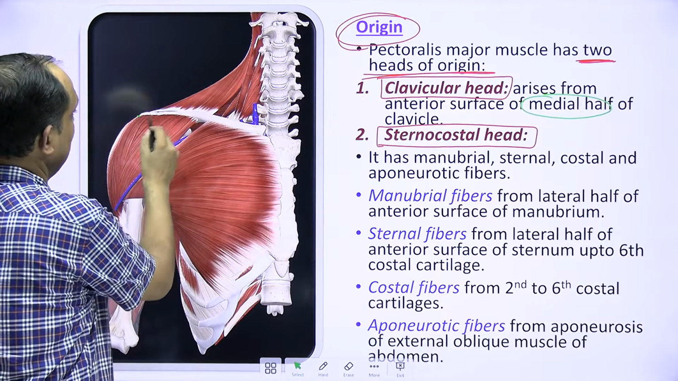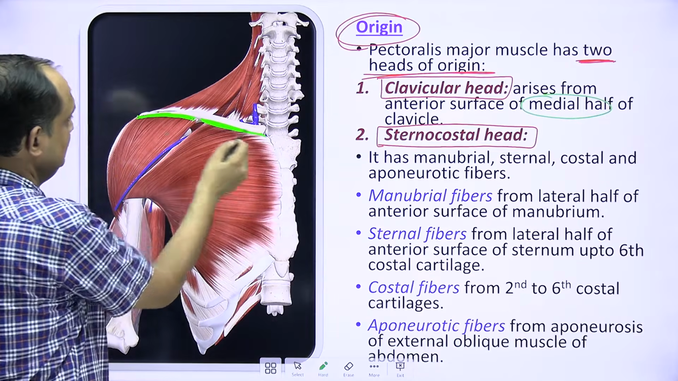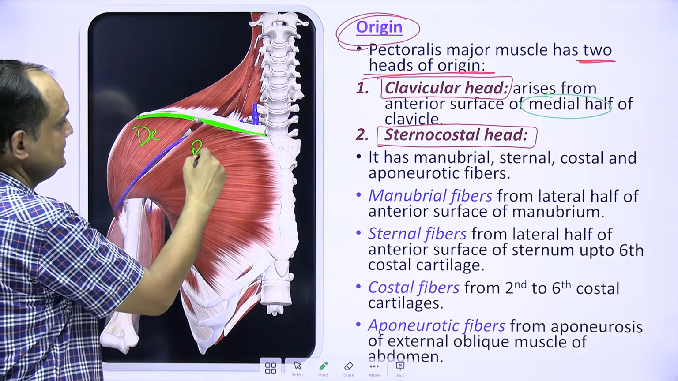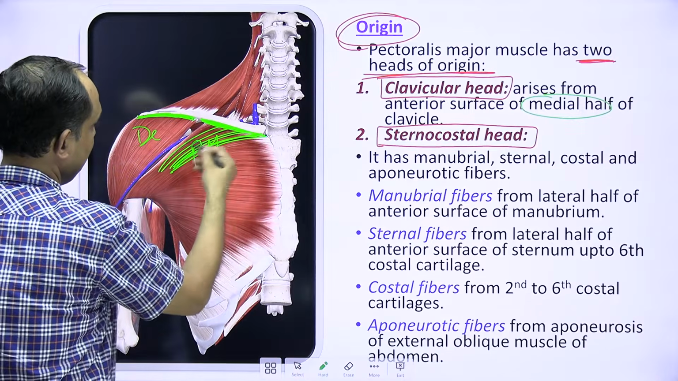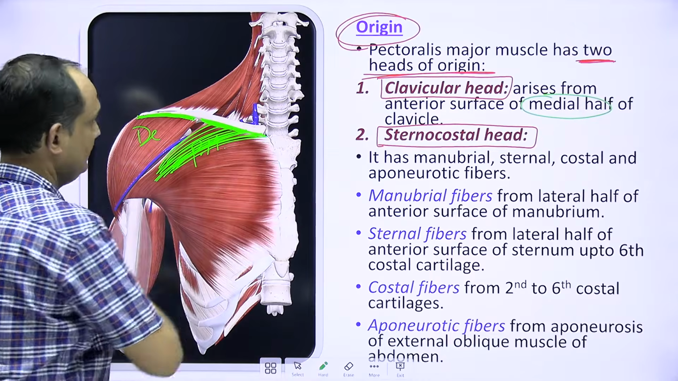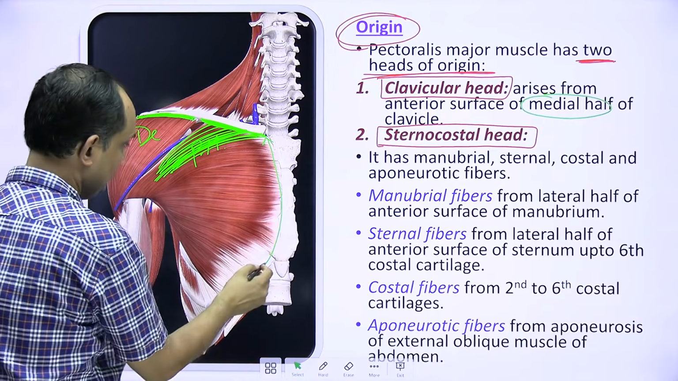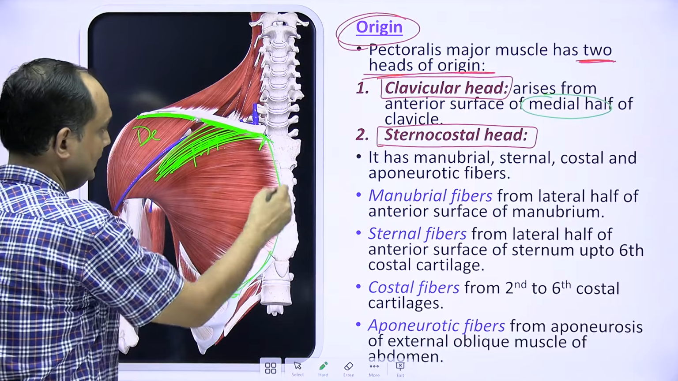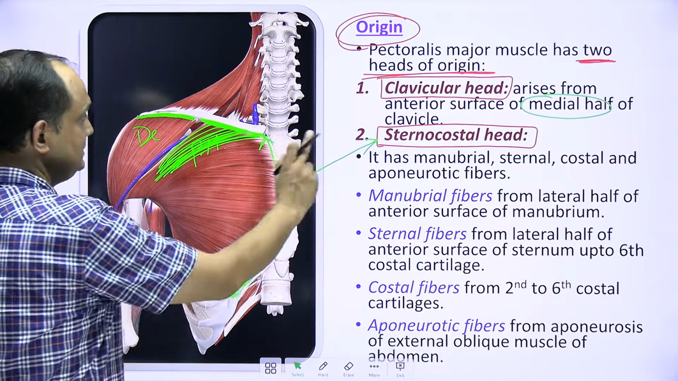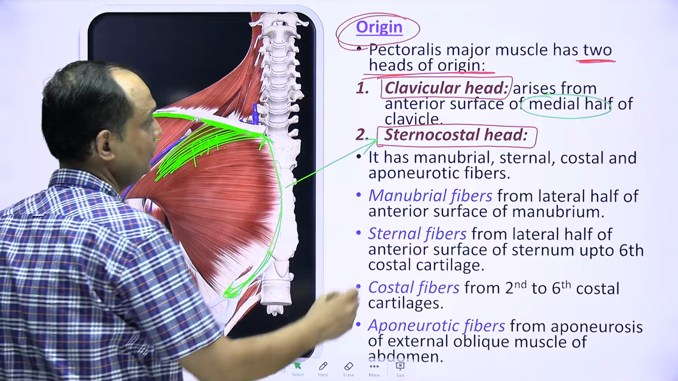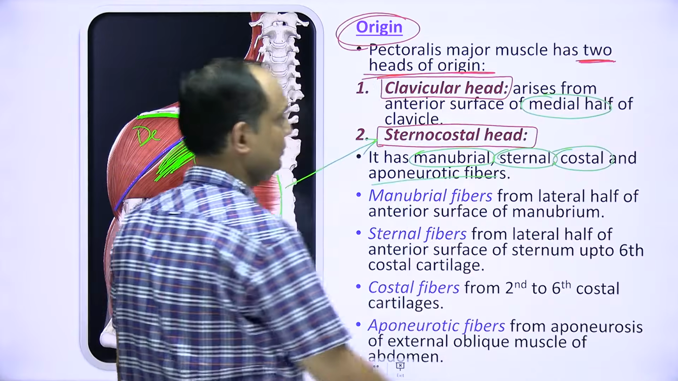Now, in this diagram, you can see the whole anterior border of the clavicle, which has two muscles here. You can see that this is the deltoid and this is the pectoralis major muscle. The fibers coming from the clavicle are known as clavicular fibers of pectoralis major. The remaining fibers, which arise from the sternum and also go to the lower part, make up the sternocostal part of the pectoralis major. This sternocostal part is further divided into four components: from the manubrium, sternum, costal and aponeurotic fibers.